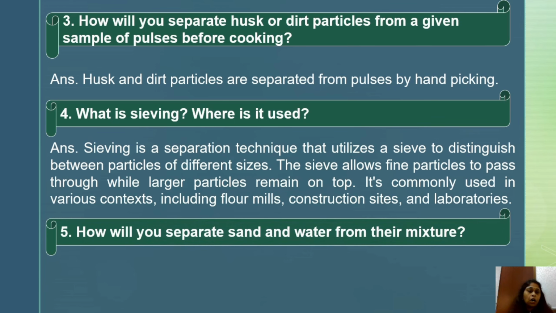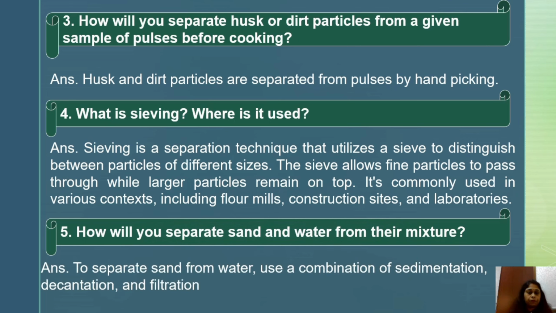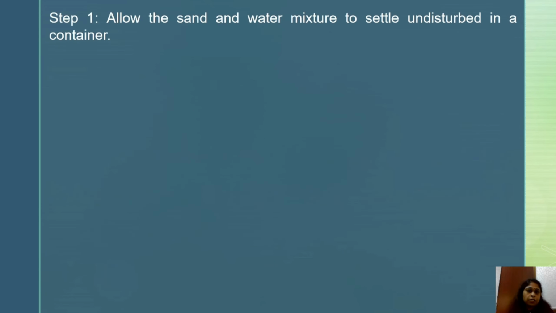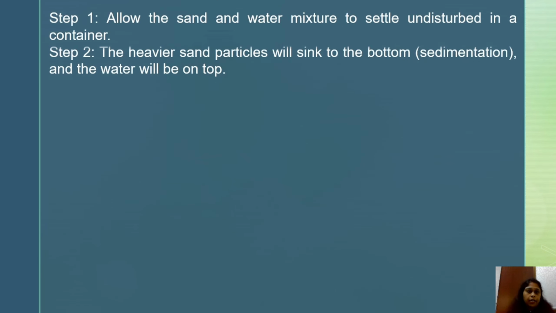Fifth question, how will you separate sand and water from the mixture? Here we will use a combination of sedimentation, decantation and filtration. In the first step, we will allow the sand and water mixture to settle undisturbed in a container. During this process, the heavier sand particles will sink to the bottom, and this process is known as sedimentation, and the water will be seen on the top.